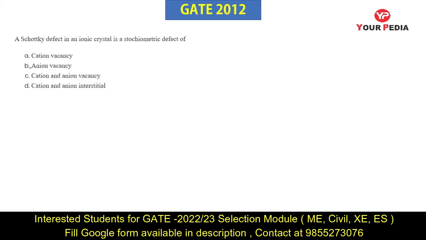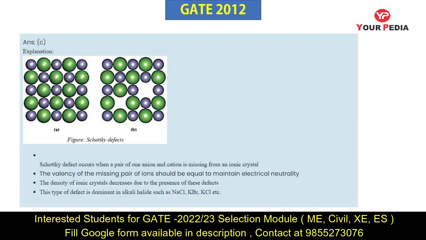Now, a Schottky defect in an ionic crystal is a stoichiometric defect of cation, anion, cation and anion, and cation and anion interstitial. Here there is cation and anion vacancy, here there is interstitial, here there is vacancy. So which of the following is correct? Here you can see option number C. Sorry, this is the basic definition.